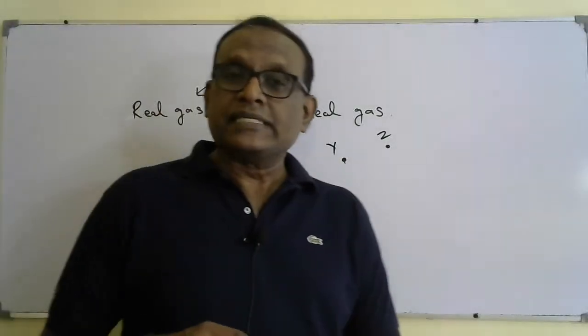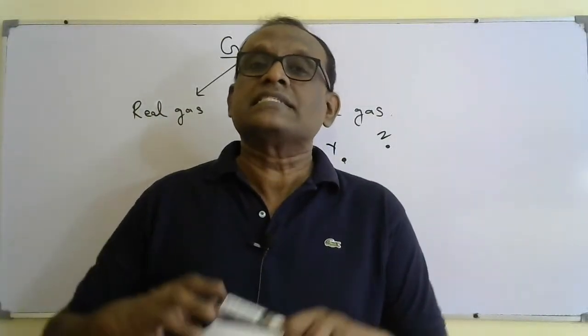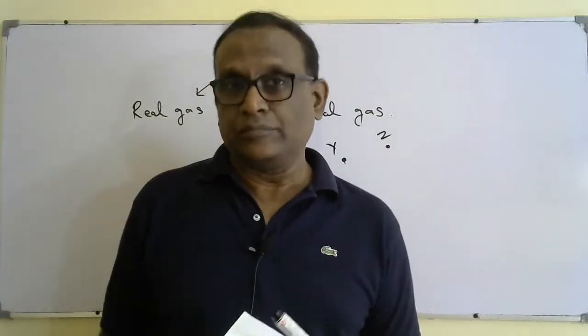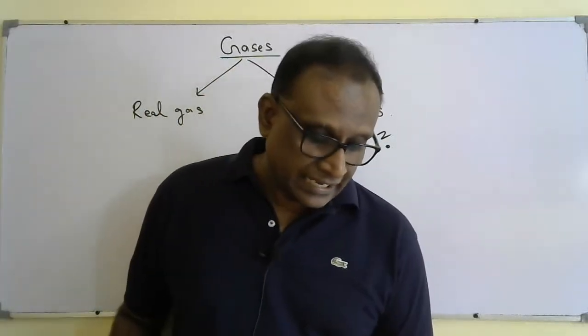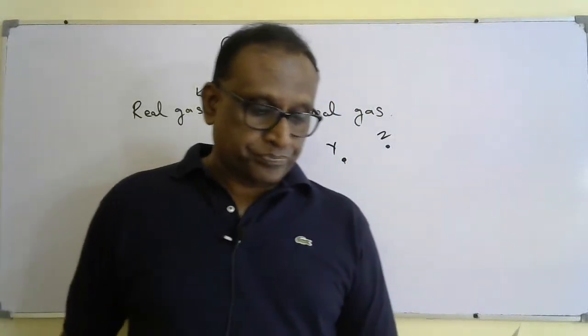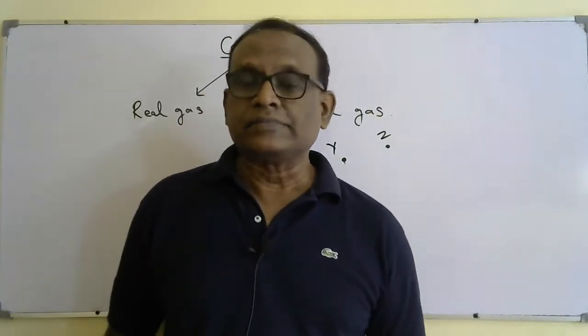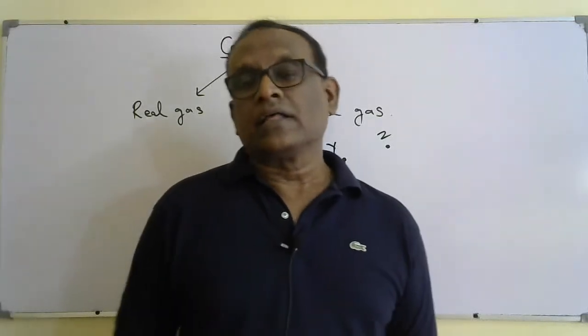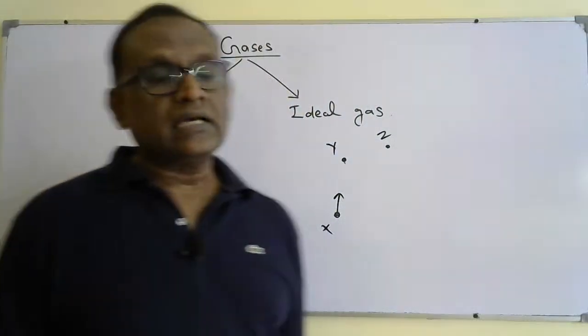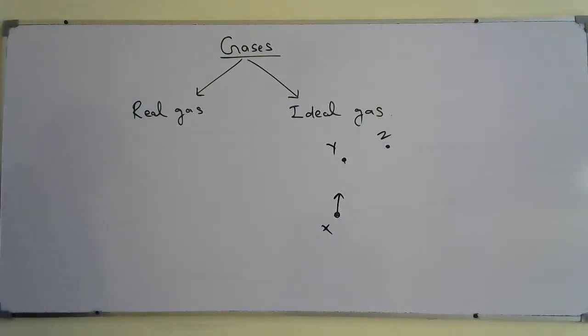Then the next assumption is that ideal gases could be compressed a lot, any amount we can compress. That is one of the assumptions we take. They never become liquid. And the last assumption: the motion of an ideal gas is always random. You must also know these assumptions about ideal gases.